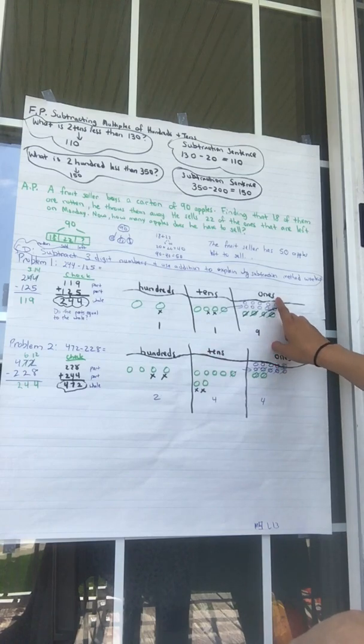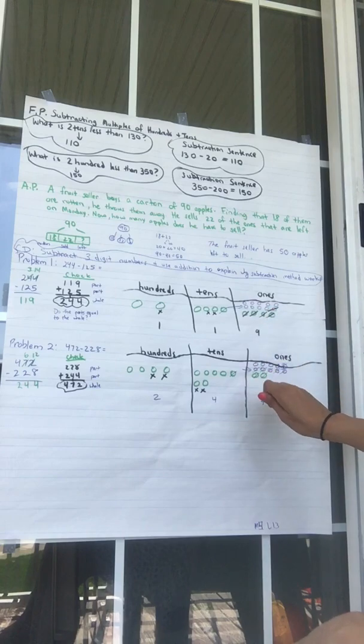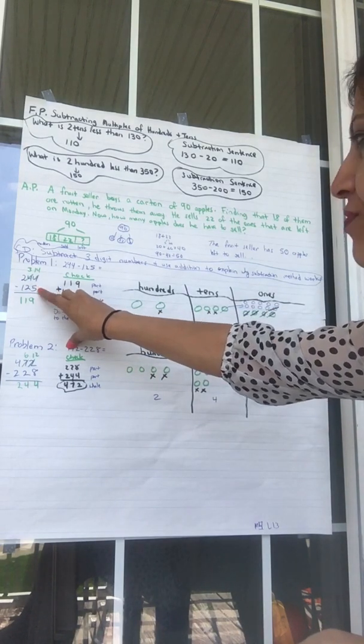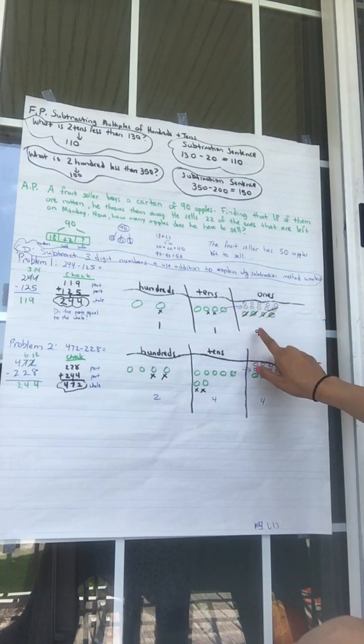We have, let's see, 14 ones altogether, because 10 ones plus 4 ones is 14 ones. 14 ones minus 5, because we have to subtract 5 ones. So 5 ones. 1, 2, 3, 4, 5. So I have 9 ones left over.